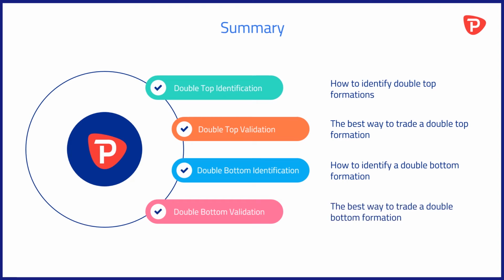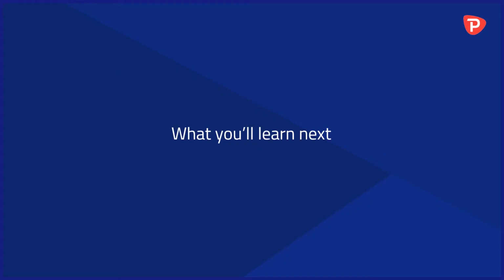This concludes section 1 of chart pattern analysis. In the next section, we are going to have a look at head and shoulders and inverse head and shoulders patterns. These reversal patterns provide very important information about what price action is showing, and this section will show you how to trade these powerful patterns correctly.